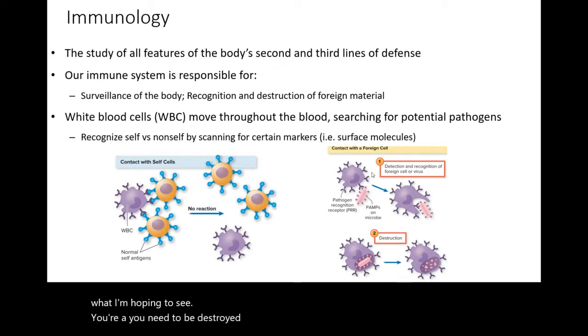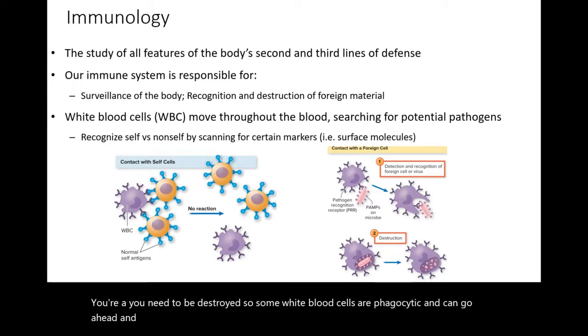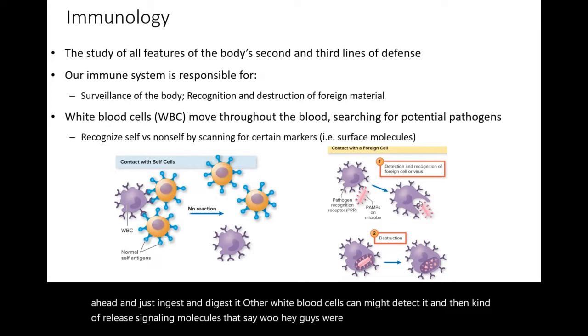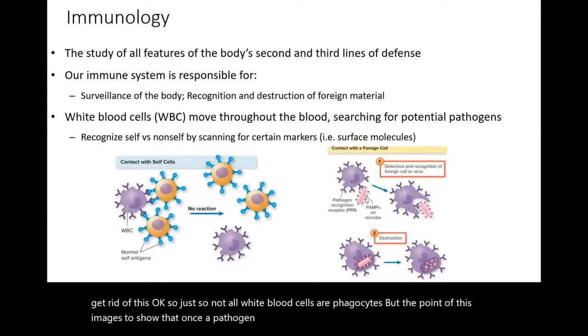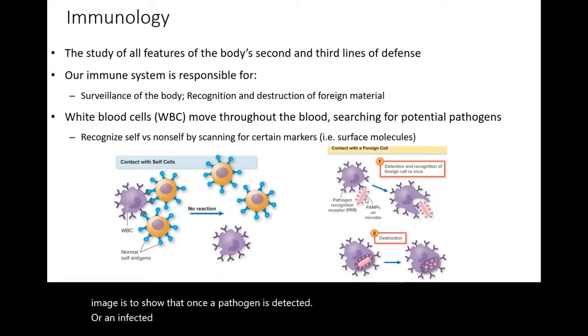Some white blood cells are phagocytic and can just ingest and digest it. Other white blood cells might detect it and then release signaling molecules that say, hey guys, we're infected, there's a problem, let's get rid of this, okay? So just so you know, not all white blood cells are phagocytes. But the point of this image is to show that once a pathogen is detected or an infected self cell is detected, then it's targeted for destruction one way or another.